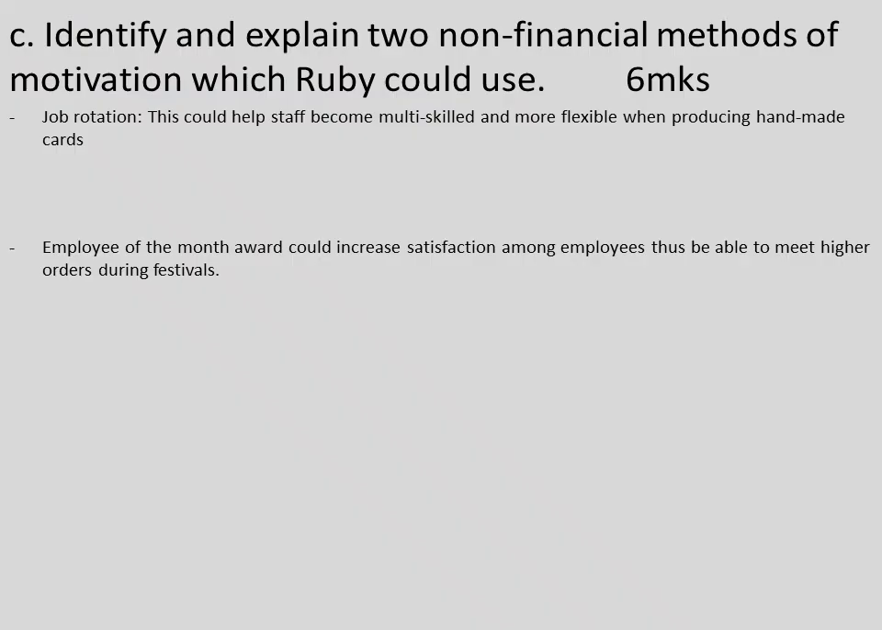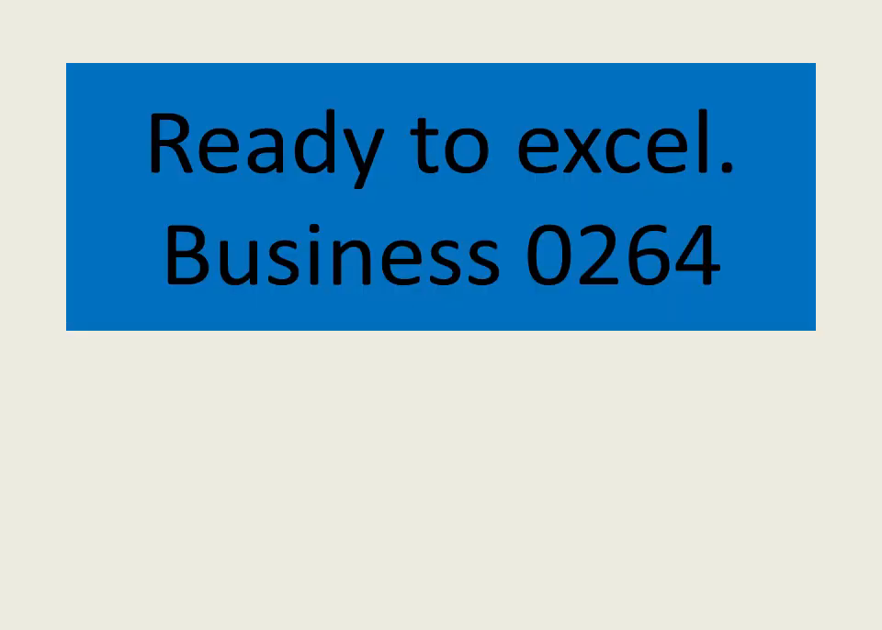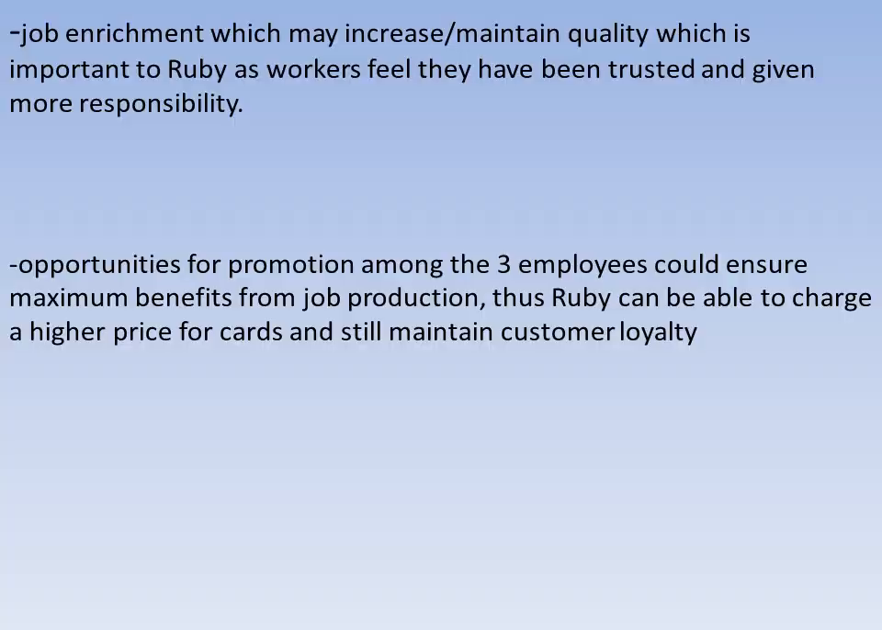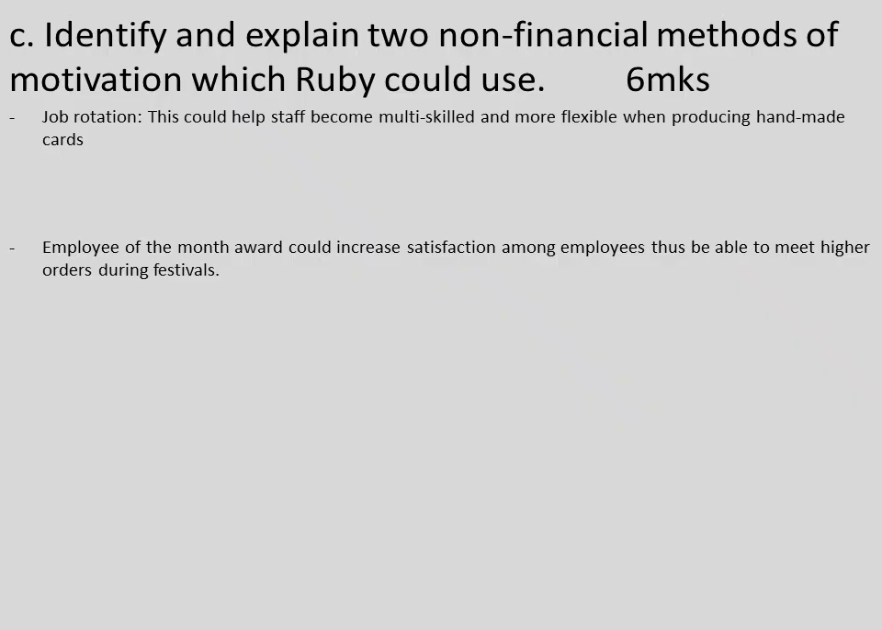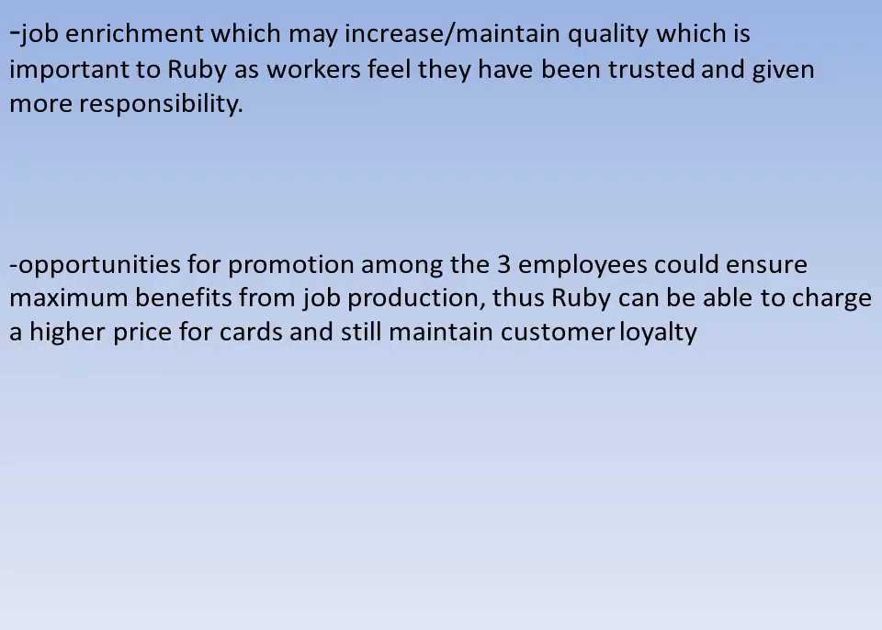On part C, you'll always be required to give a knowledge point. You analyze it or explain it, and then as you explain it, you identify and use a relevant application word. So in this case, for example, the first point, job rotation, this could help staff become multi-skilled and more flexible when producing handmade cards. We have identified the point. We are giving an advantage of job rotation, the good thing about job rotation, and then we are using application from the case study. And the same applies for all the other sample points that I have given you.